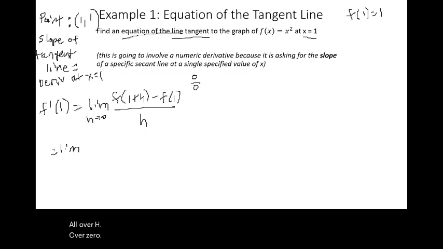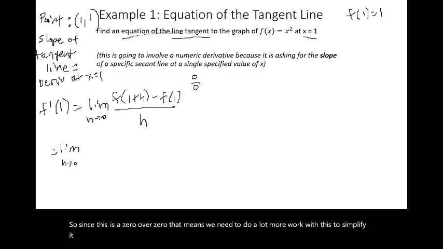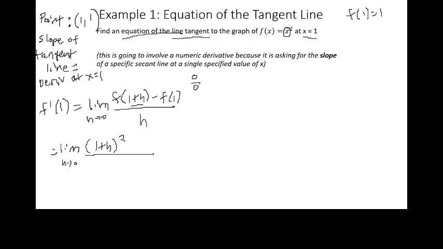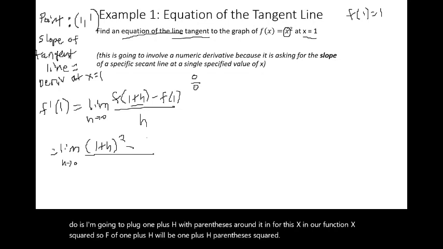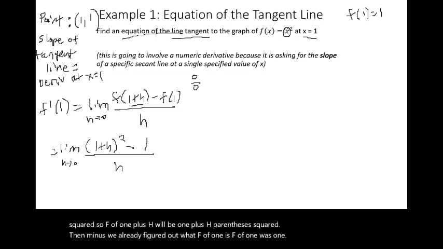Now f of 1 plus h. We know what our f of x is. Our f of x is equal to x squared. So what I'm going to do is plug 1 plus h with parentheses around it in for this x in our function x squared. So f of 1 plus h will be 1 plus h parentheses squared. Then minus, we already figured out what f of 1 is. f of 1 was 1. And again, if you did a direct substitution even mentally, you still get a 0 over 0, so we still have more work to do.